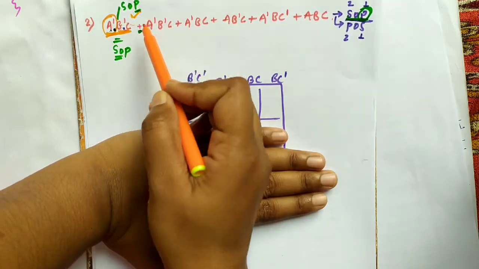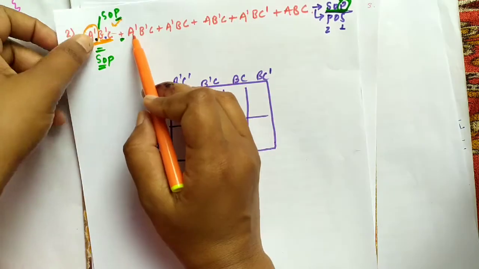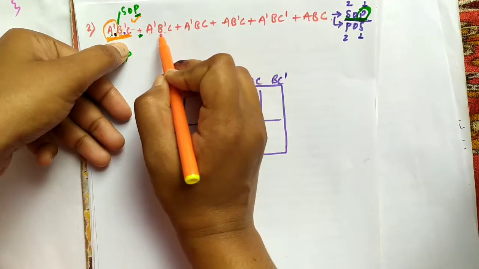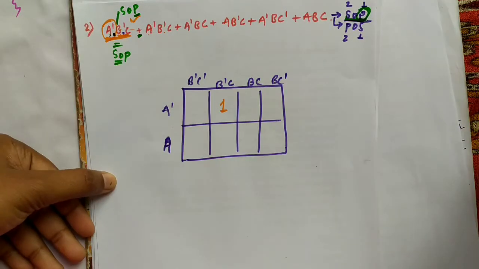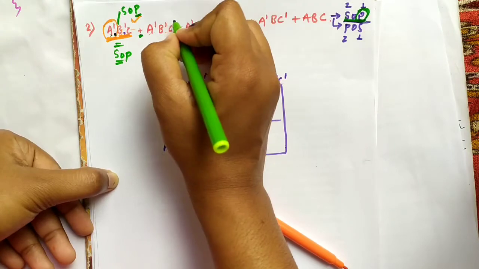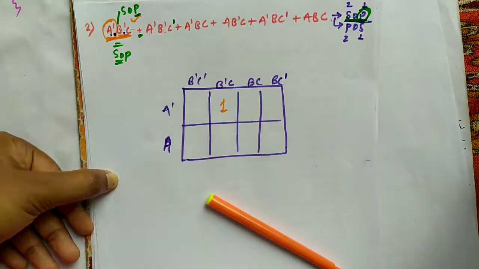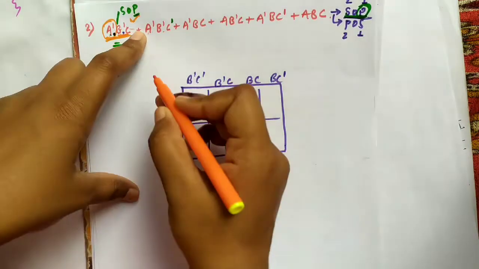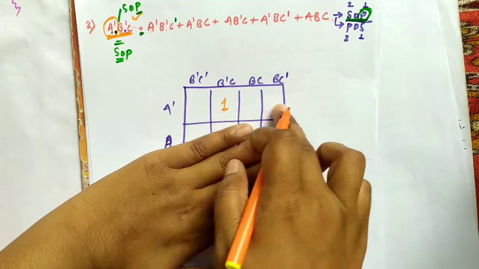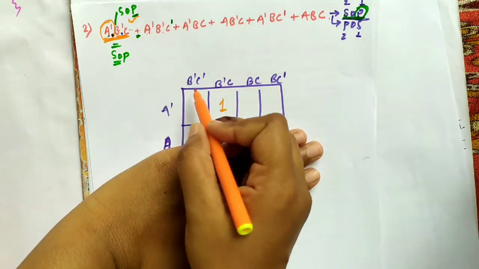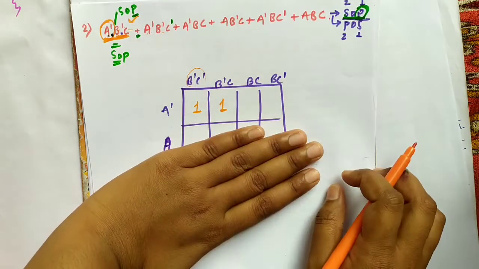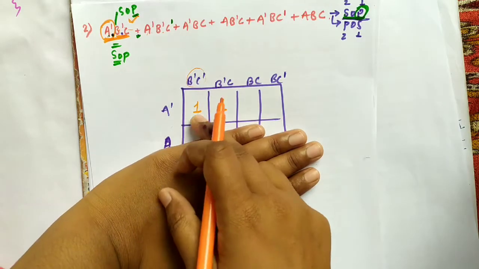First one is completed. Second one is A dash, B dash, C. Here is also, I think, one mistake. The question is wrong. Here the question is A dash, B dash and C dash. So here A dash, that means in this row, B dash or C dash, so this is the column of B dash and C dash. So at this point we have to write 1.